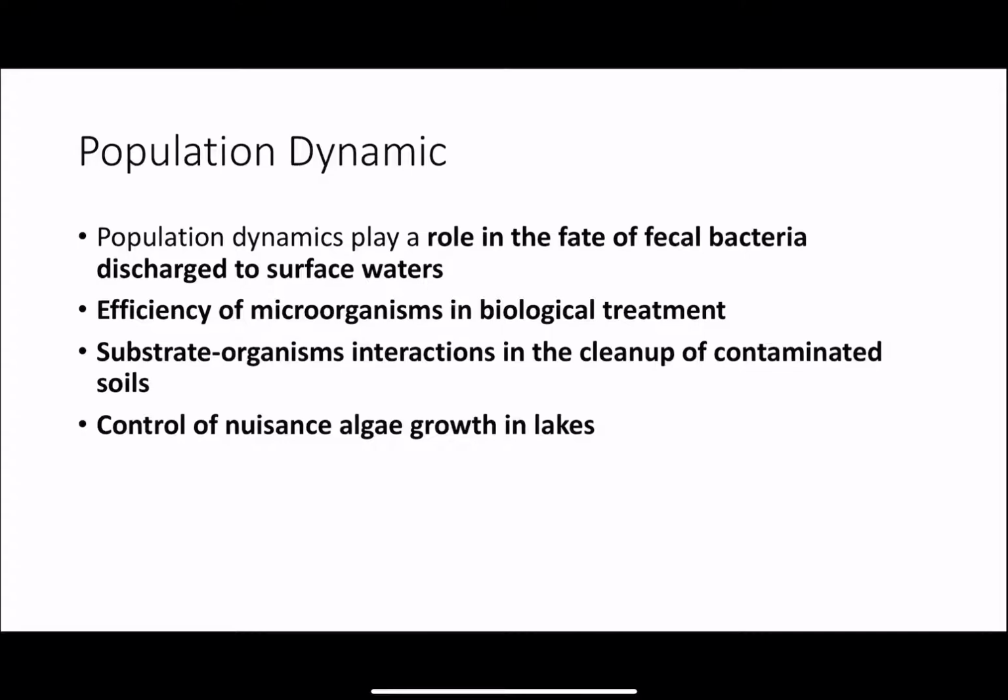We study population size. We also study population dynamics, okay? Which is, what is the role of these microorganisms when discharged to surface water? What is the efficiency of these microorganisms in biological treatment? So the role, the efficiency, and also substrate, this is food, and organism interactions, and the cleanup of contaminated soils. At the end, control of mucilaginous algae growth in lakes. So the population dynamics and the population size also have to be studied together.